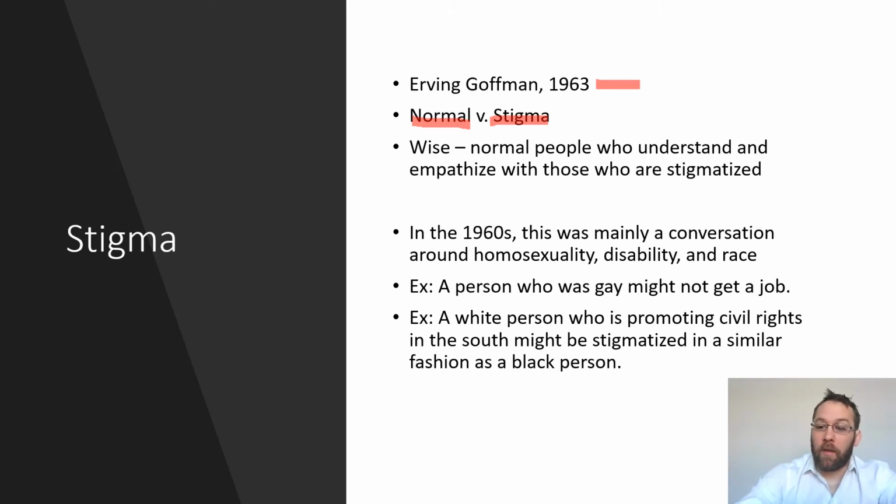Now, we can argue whether or not that's a good thing or a bad thing, but it does recognize that this person has to move through life in a way that is abnormal from the majority of the public. Goffman also talks about people who are wise. People who are wise are the normal people, but they understand and empathize with those who have been stigmatized. In 2020 language, you might think about these individuals as allies.